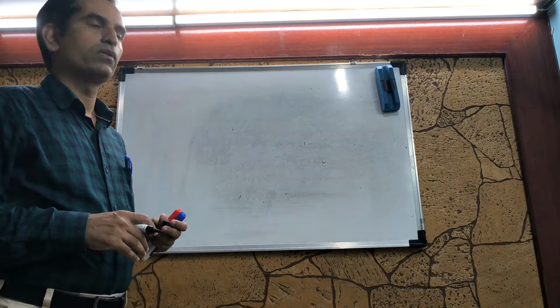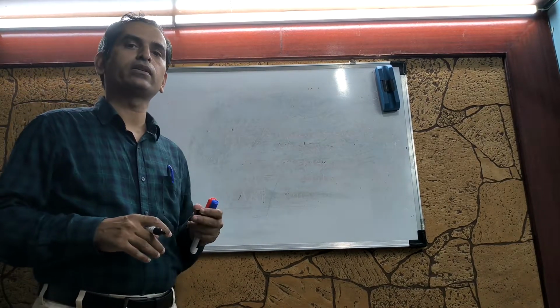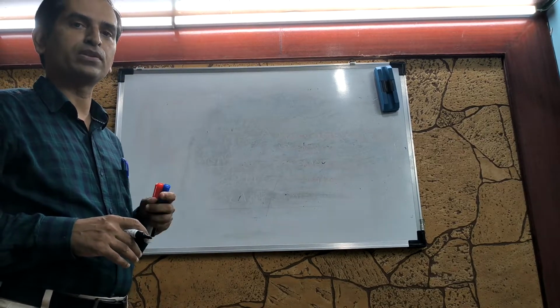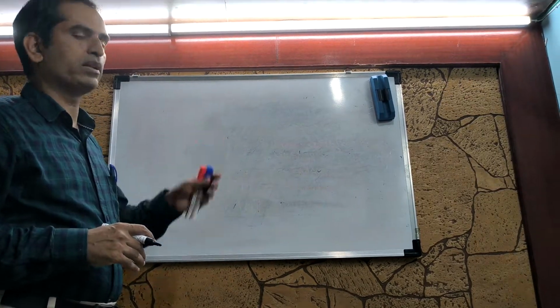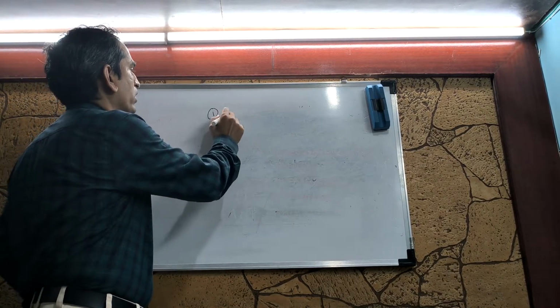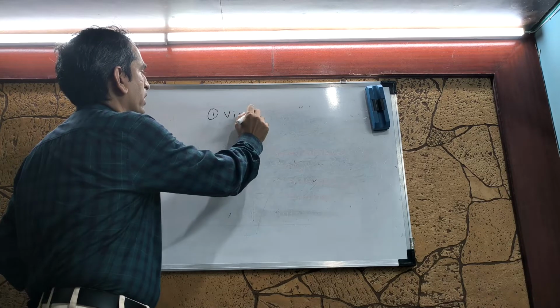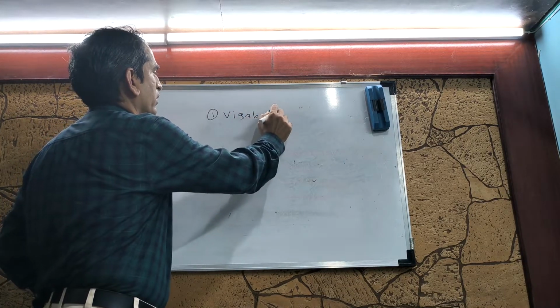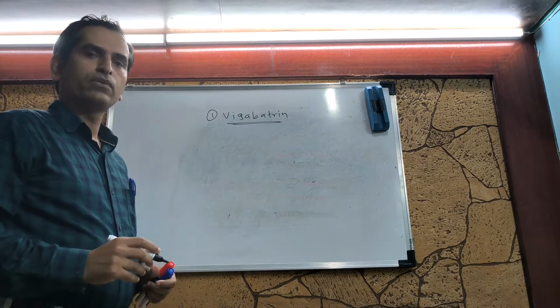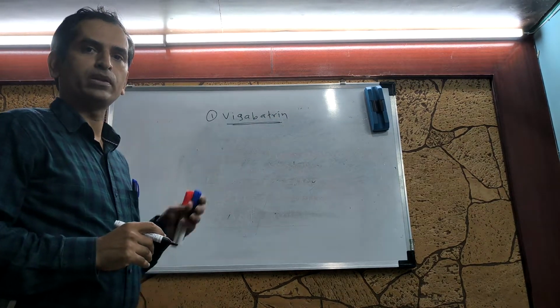In this video, we'll be discussing a few tips and tricks for remembering the names of drugs and their mechanisms of action. I will discuss three examples in this video. The first example is about a drug known as vigabatrin. Vigabatrin is a drug used in the treatment of epilepsy.